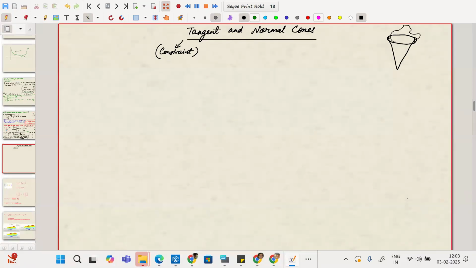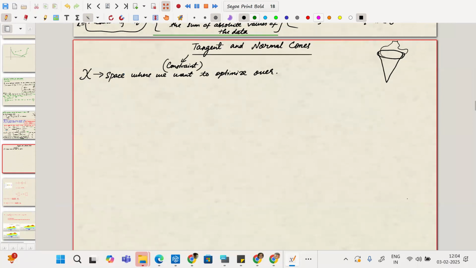Fine. Some notation: this X, if you see, is a space where we want to carry out our optimization, where we want to optimize over. This is the space X. Wherever you see this letter, it will mean that you want to optimize over that space.